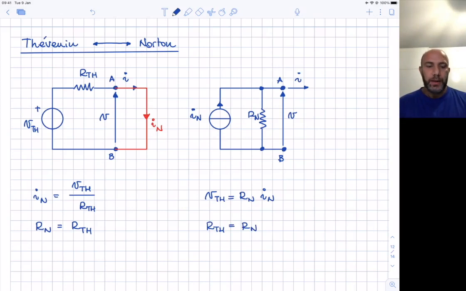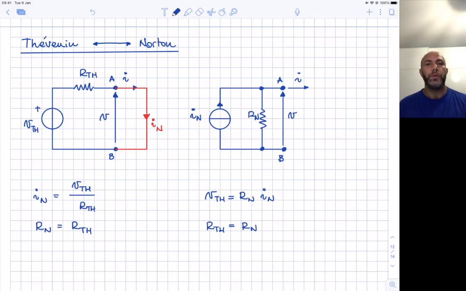So, if the value of the resistance is not 0 or not infinity, it is always possible to transform a Norton's equivalent into the Thevenin's equivalent and vice versa. There are just a few components that don't have the Norton's representation or the Thevenin's representation.